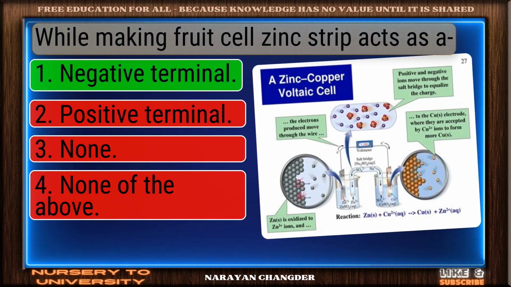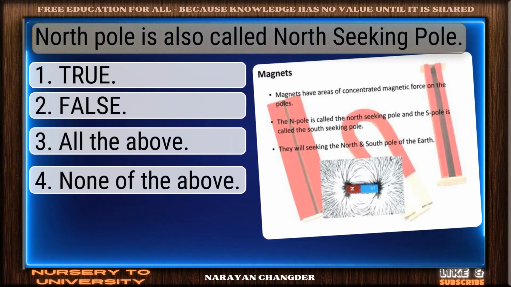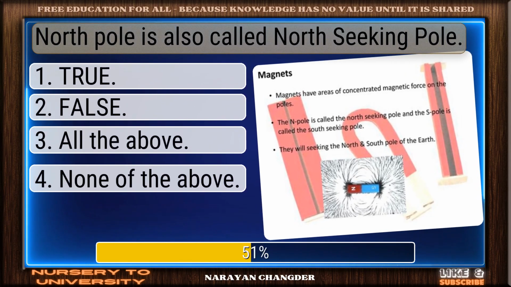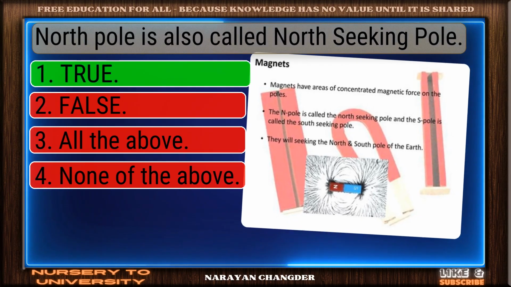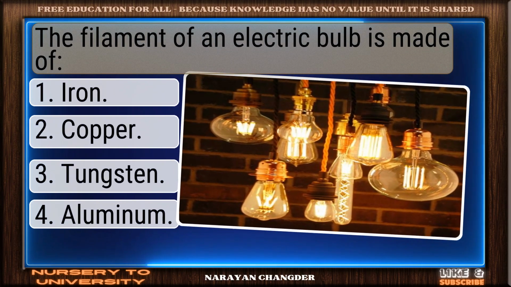Smart move. Negative terminal is an accurate answer. Question number 104. North Pole is also called north-seeking pole. Nicely done. True is a solid answer. Question number 105. The filament of an electric bulb is made of.